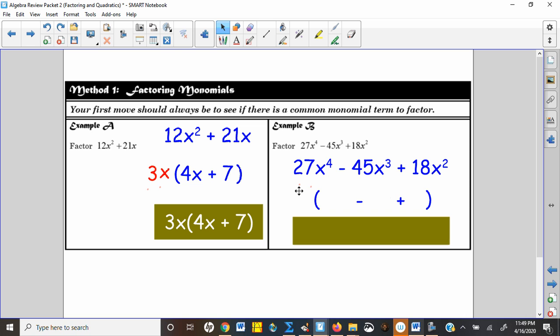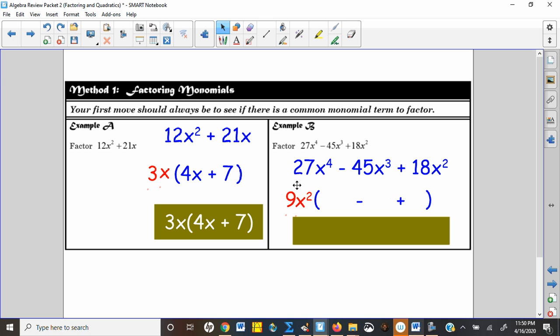What about here? Well, the 27, the 45, and the 18 actually all have 9 in common. And the x to the fourth, x cubed, and x squared all have at least x squared, right? But now we need to divide those out.